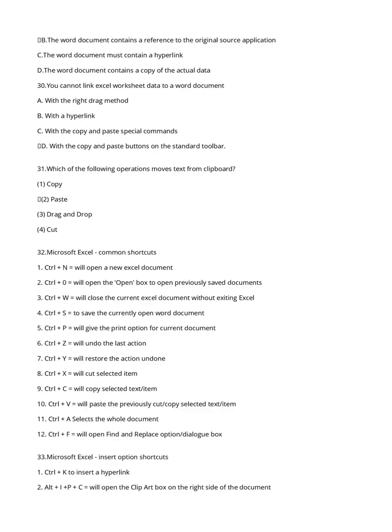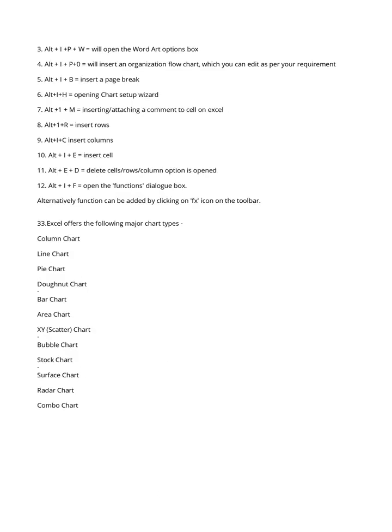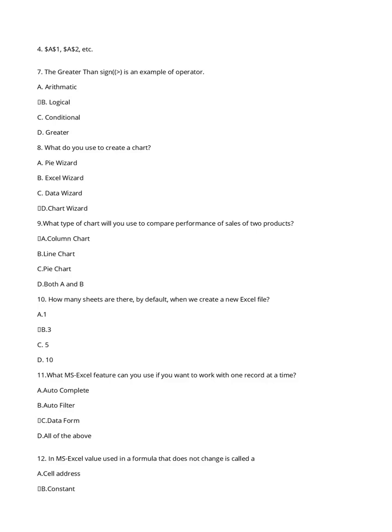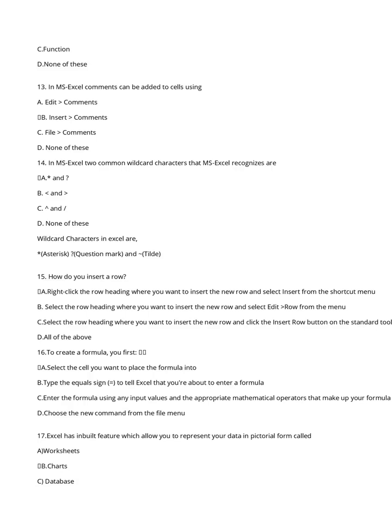19. What is the total number of rows in MS Excel? A. 78,562. B. More than 70,000. C. 63,536. D.